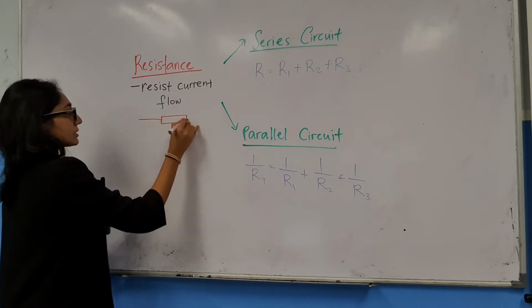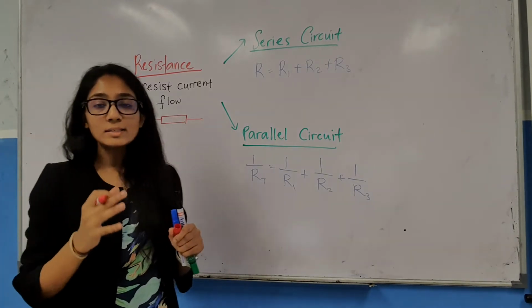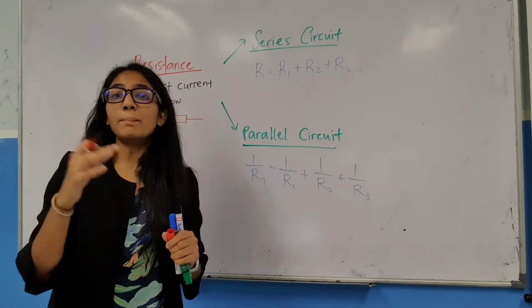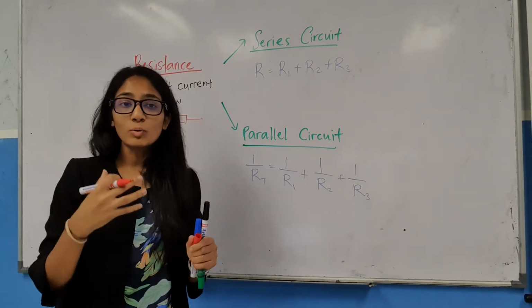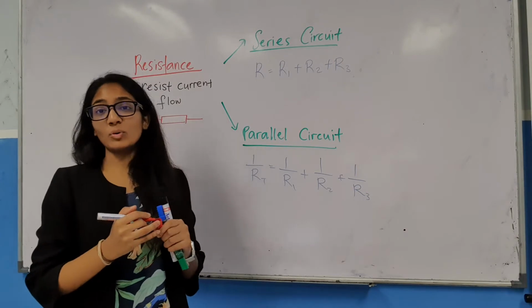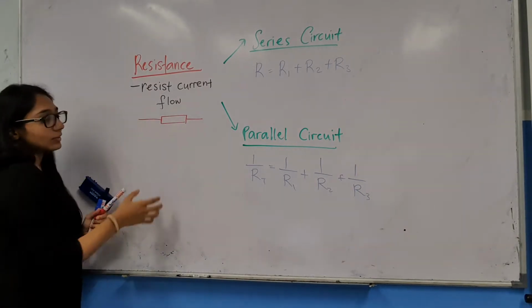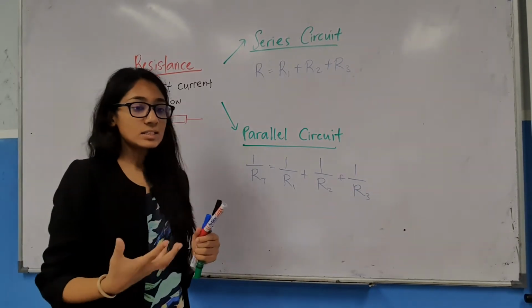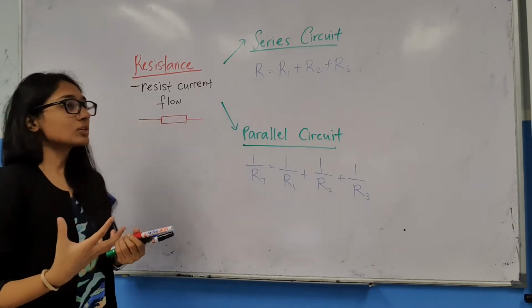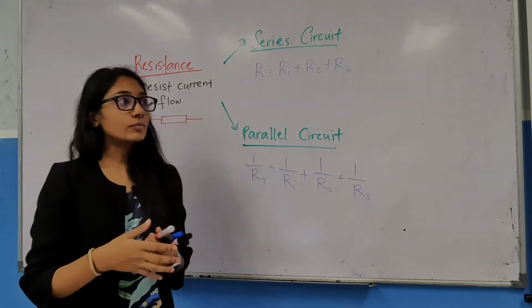Or you add components like more bulbs, maybe a buzzer. When you add components, it disrupts the current flow a bit more. It resists the current flow. You are adding resistance when you add these components, which means it will reduce the current flow.